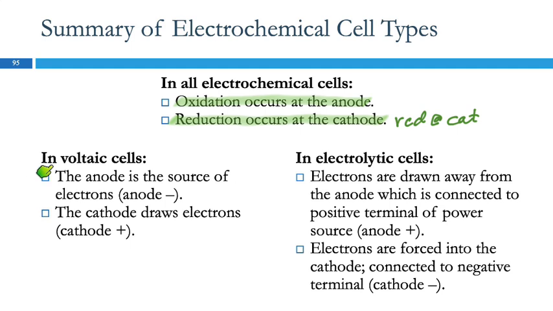In a voltaic cell, the anode is the source of the electrons. The anode is negative, like anions are negative. The cathode draws the electrons. The cathode is positive, like cations are positive. Electrons will flow from the anode to the cathode. They're repelled by the negative charge of the anode, and they're attracted by the positive charge of the cathode. So those are things you might need to know on an exam.